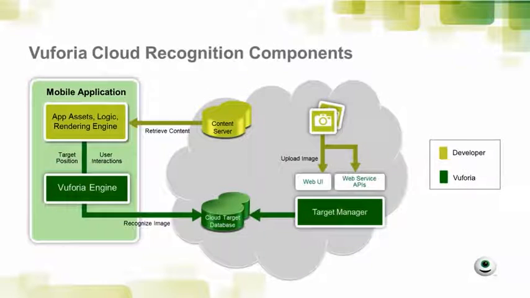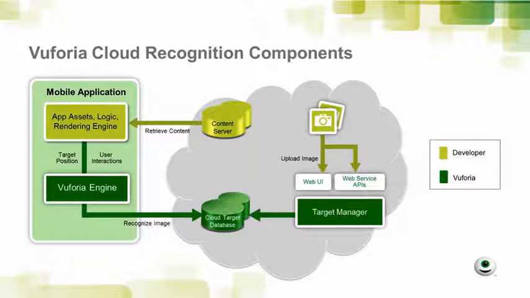Vuforia's Cloud Recognition service enables you to recognize up to 1 million individual images. Unlike a device database, which is stored on the user's mobile device, cloud databases exist online. You can add, update, and manage your targets through the Target Manager or programmatically using the Vuforia Web Services API.